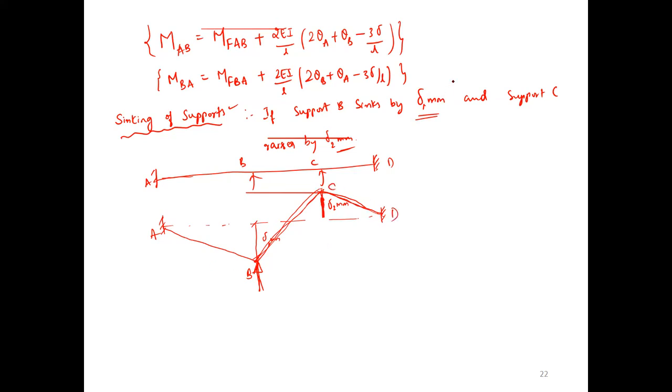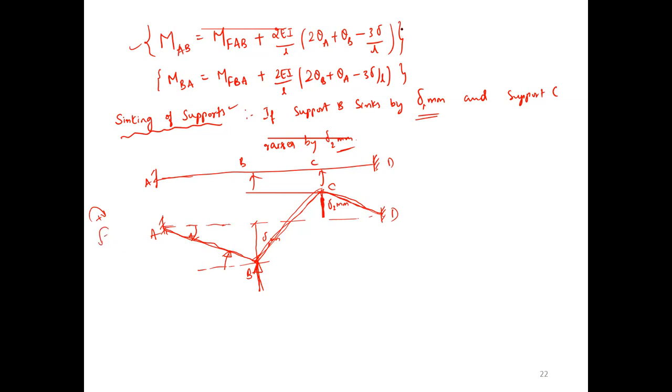My question is, when you are writing the slope deflection equation for this, for AB, which kind of rotation is responsible to create a sink like this? For AB and BA, which kind of rotation is responsible? Clockwise. What is the sign convention for clockwise? Plus. So clockwise is plus, anti-clockwise is minus.